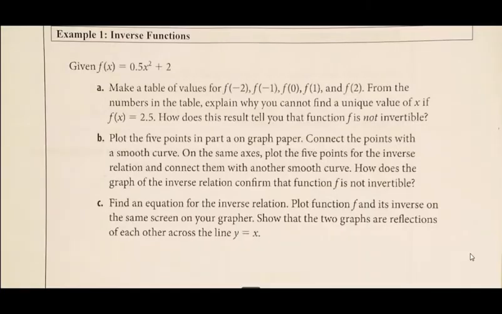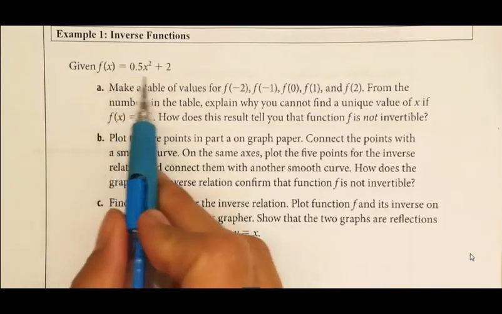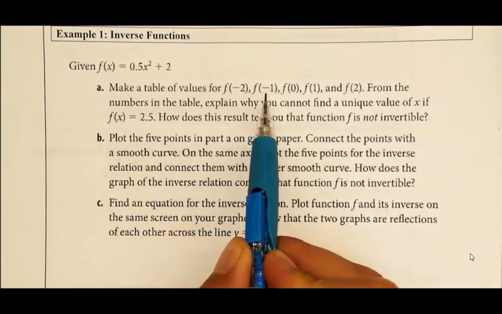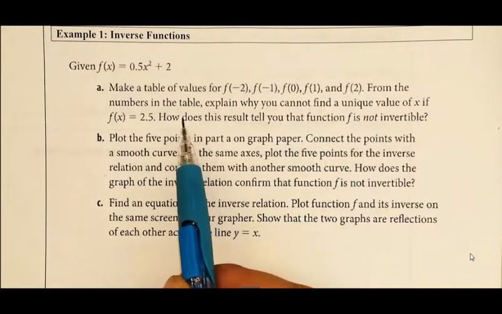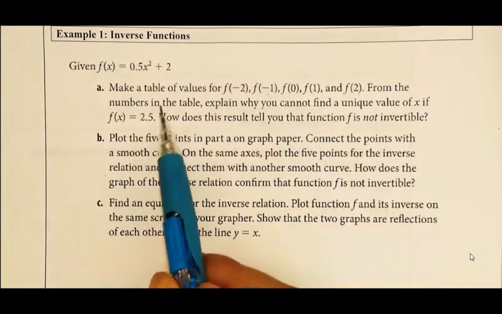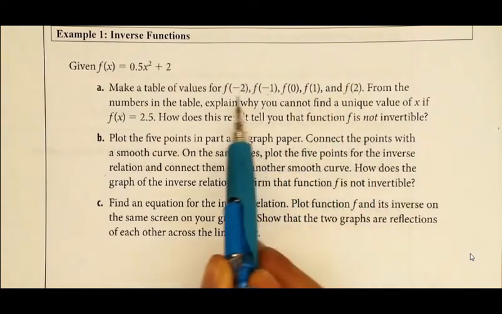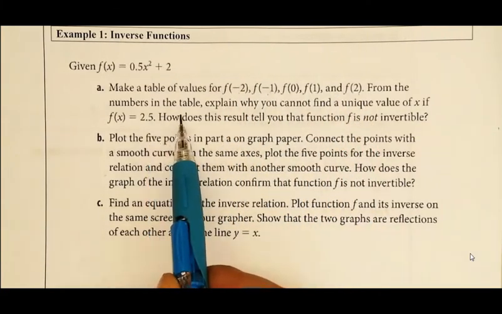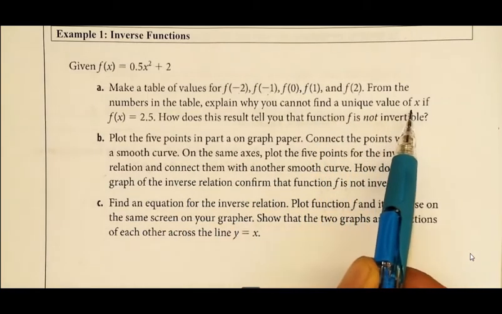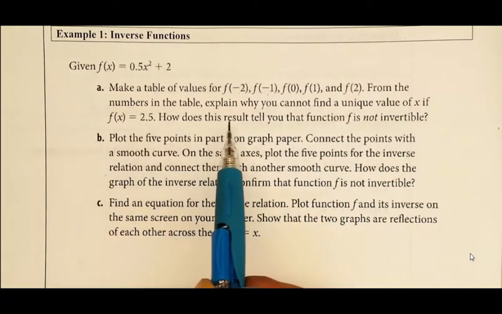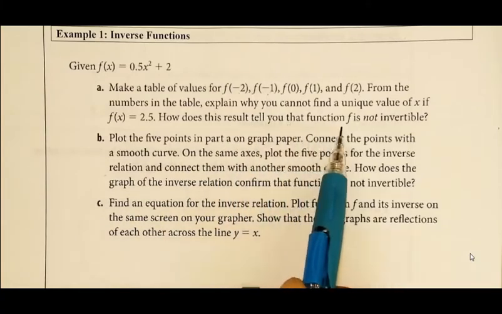All right, example 1, dealing with inverse functions. We're given this function. Part A says to make a table of values for all of these different inputs, or outputs. So we need to input these and get out those outputs. From the numbers in the table, explain why you cannot find a unique value of x if f of x equals 2.5. And how does this result tell you that the function f is not invertible?